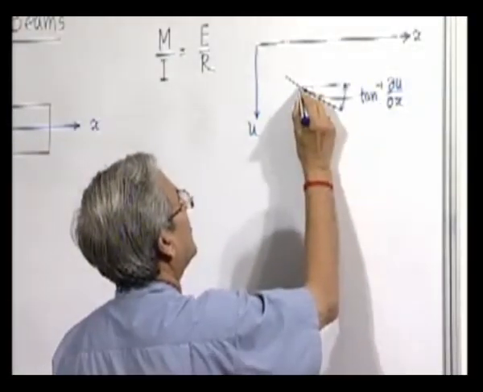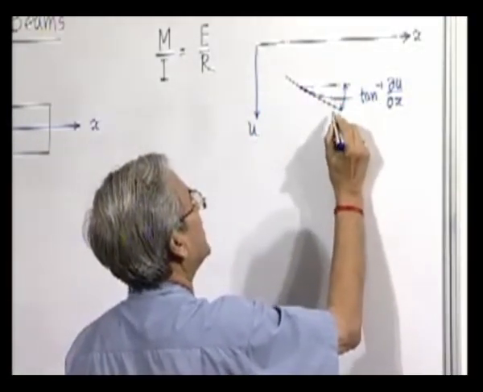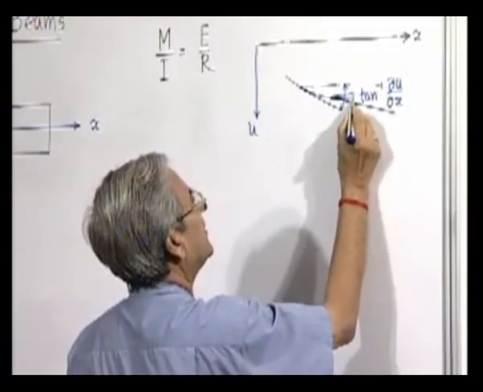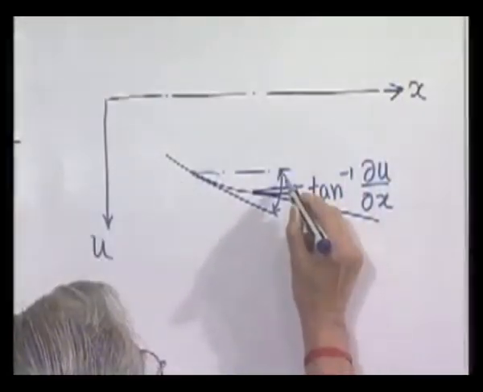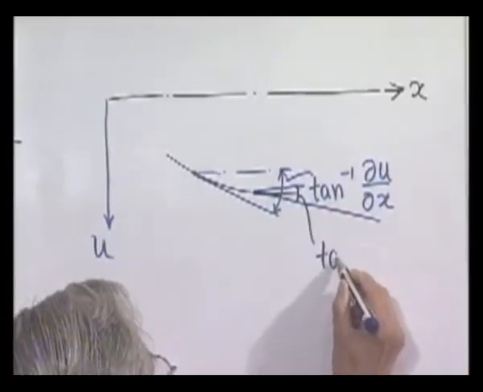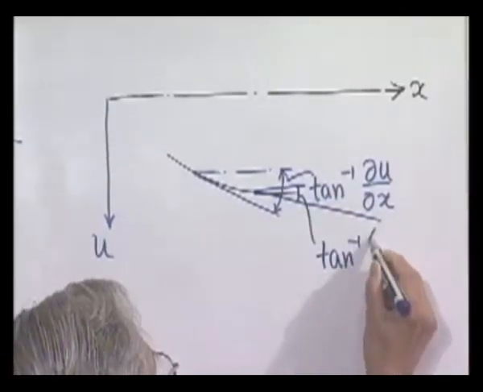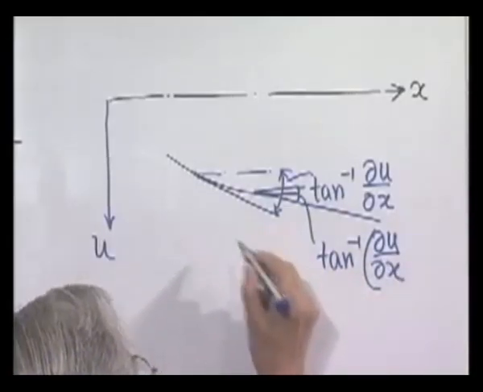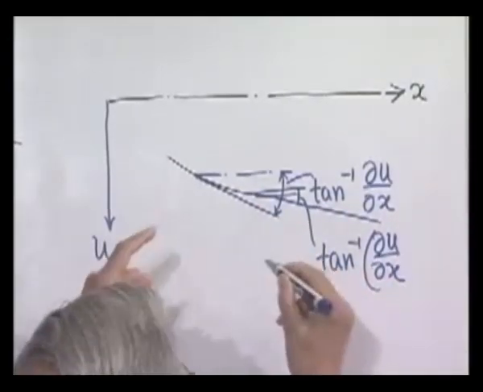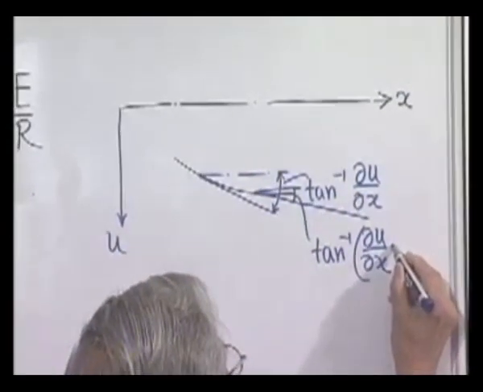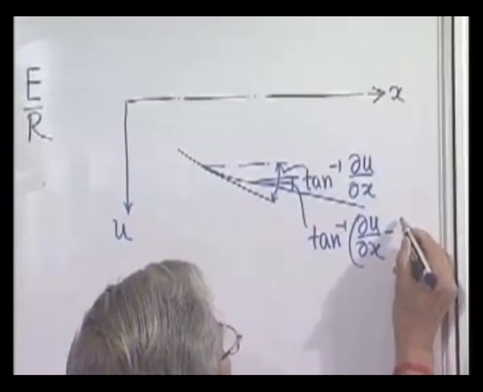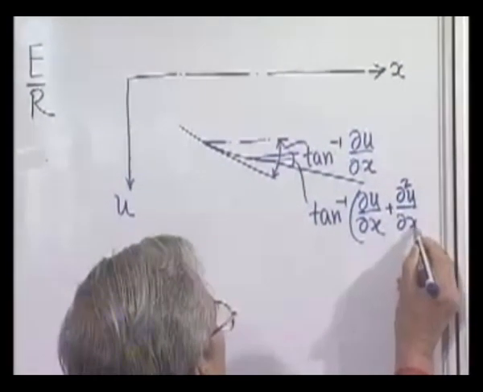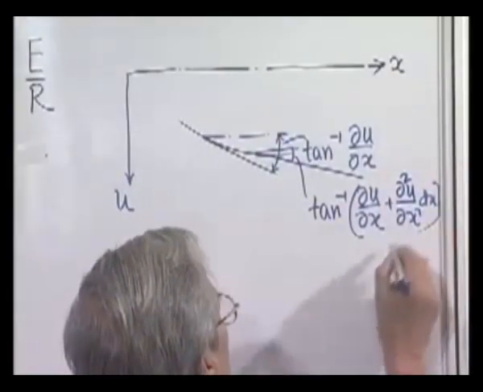Now if we go to this point, this angle will be equal to tan inverse of the slope, which is ∂u/∂x plus ∂²u/∂x² dx, the slight difference.